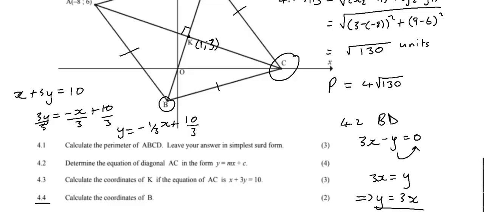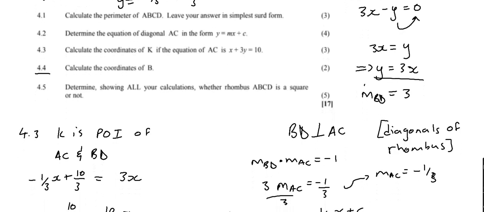Yes, B is in the third quadrant where x is negative, so we can imagine this as being -1 and this being -3, because it's not drawn to scale. So that was our 4.4.